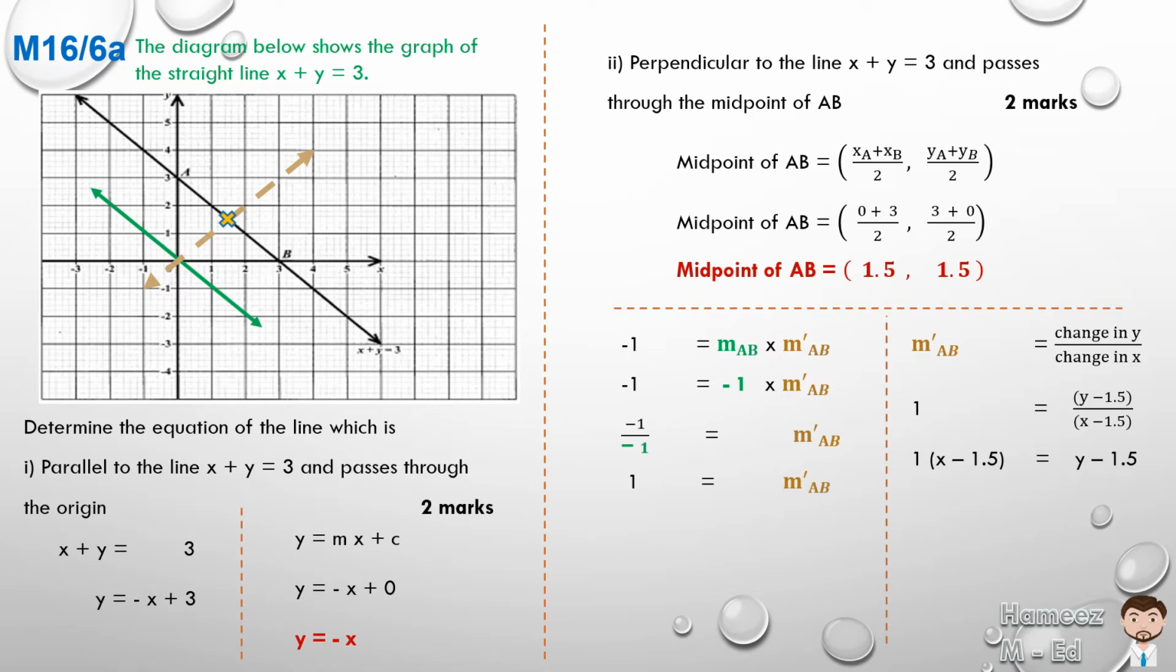And let's expand the brackets. 1 times x is 1x. 1 times 1.5 is minus 1.5. Let's simplify now. Let's keep y alone on the right hand side. We're trying to make it look like the general formula of a straight line.